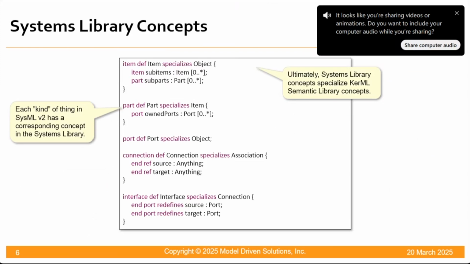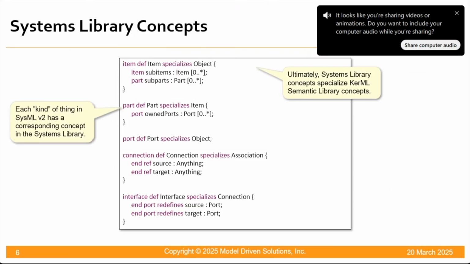We've got here the idea of a connection that specializes the idea of an association from kernel. And then this specifically says a connection has a source and a target. That's actually a binary connection. We can have n-ary connections, but don't worry about that. Nobody likes those anyway.